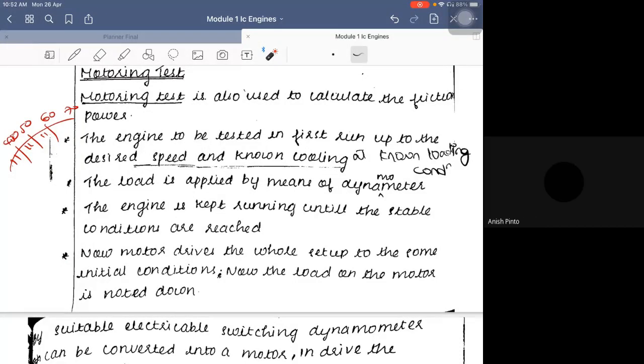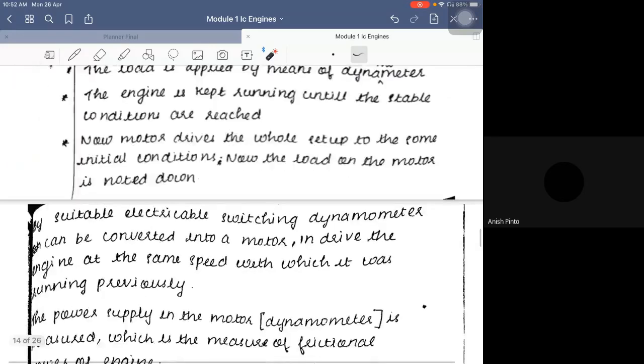Now the motor drives the whole setup, under the same initial conditions. Exactly. Just a minute, Anish. Okay, so now what you'll be doing?